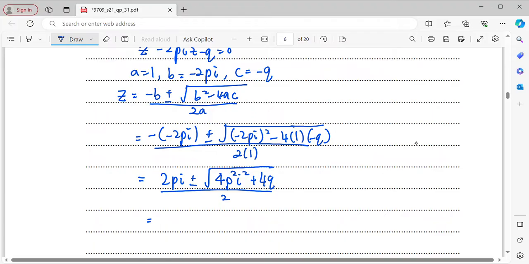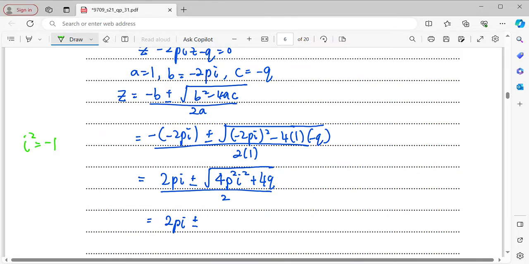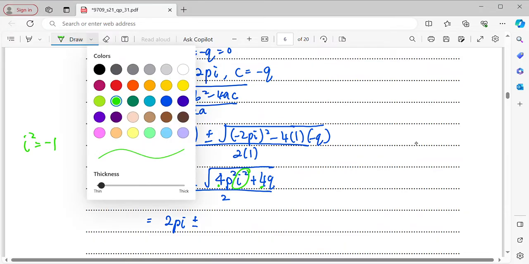So from here, I will say 2pi plus minus. Now if you still remember, i squared is minus 1. Therefore, this i squared will be replaced by minus 1 here. At the same time, the 4 is in common, so I can factorize the 4.